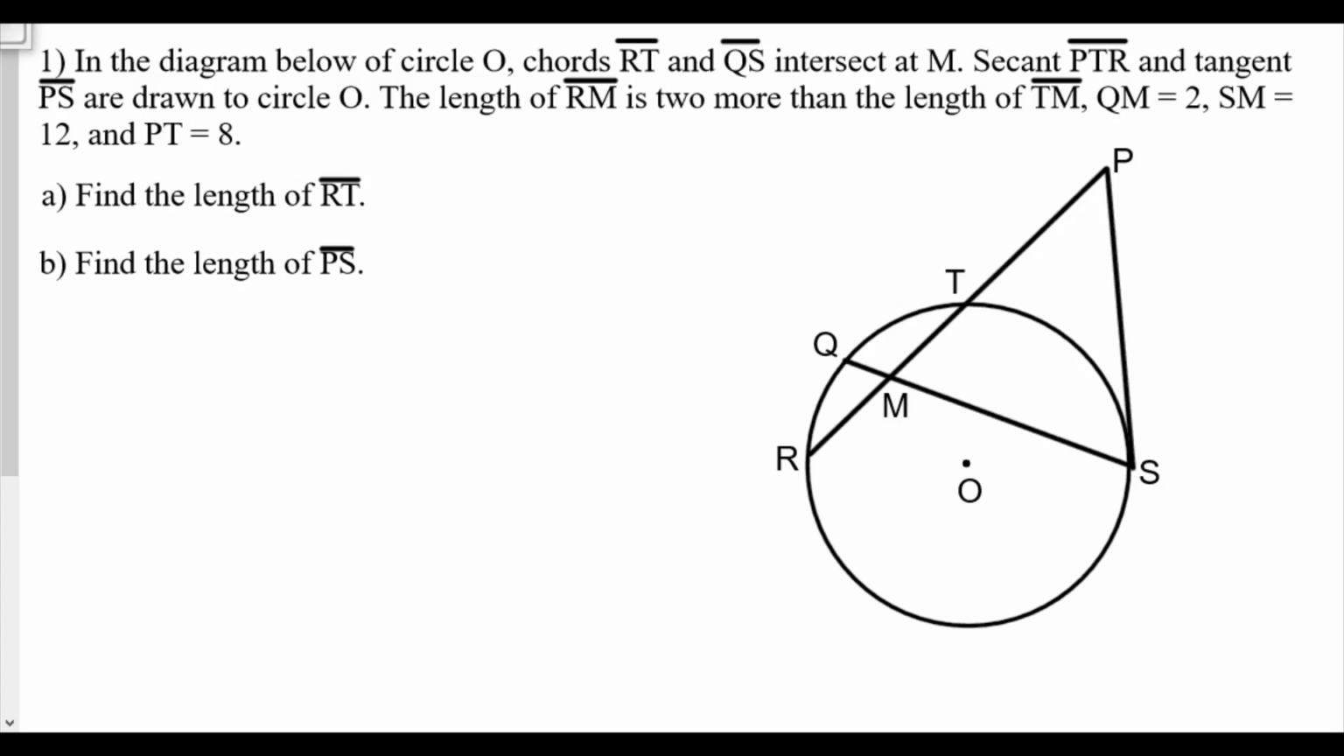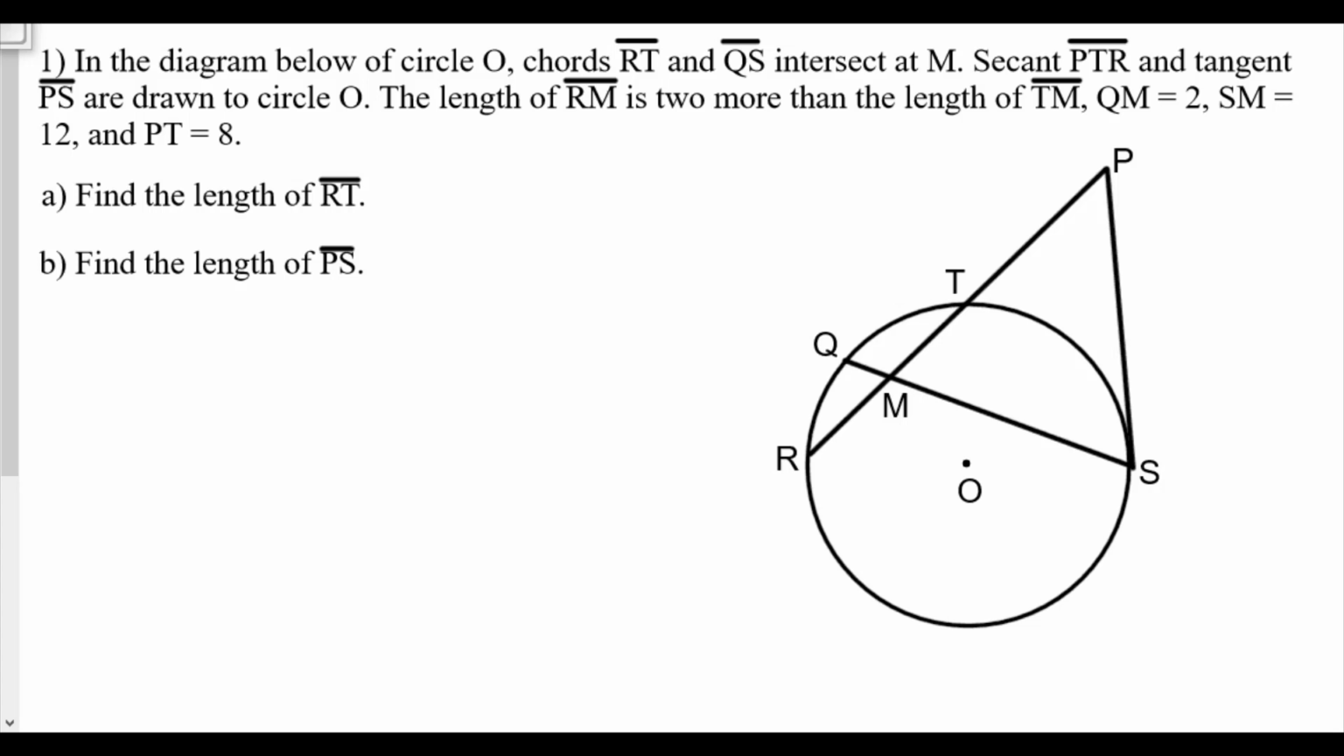Number 1, in the diagram below of circle O, chords RT and QS intersect at M. Secant PTR and tangent PS are drawn to circle O. The length of RM is 2 more than the length of TM, not drawn to scale.